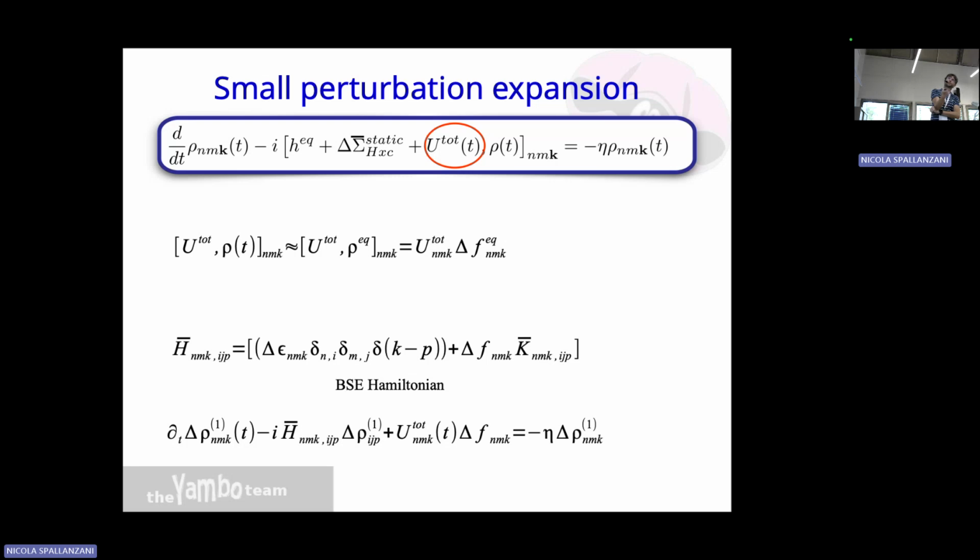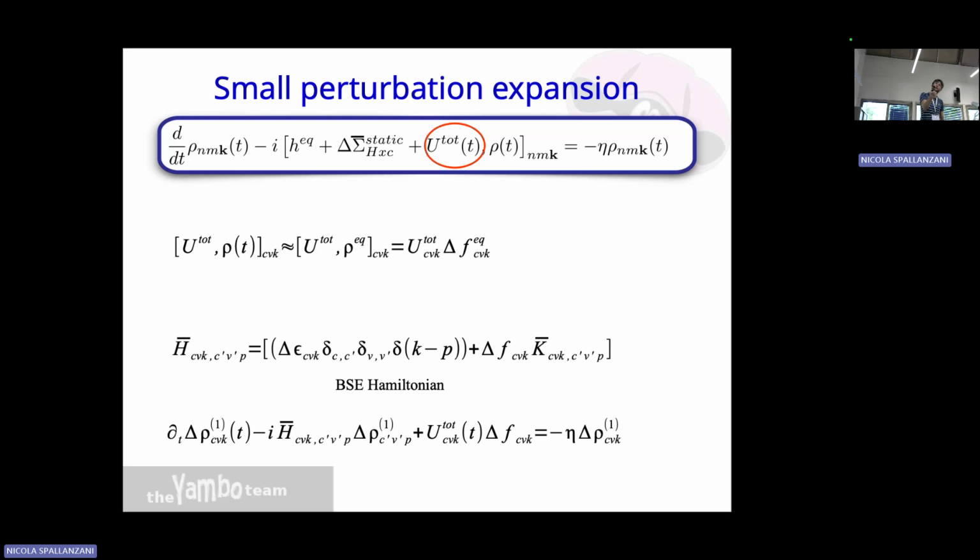So the field times the change in the occupations. Now, since I have this change in the occupations, these are different from zero only when N is in the conduction and M in the valence. So these general indexes can be replaced by conduction and valence. And then in the end, I plug this in my equation of motion. I change all the indexes to conduction and valence. And this is the real-time formula of the Bethe-Salpeter equation.